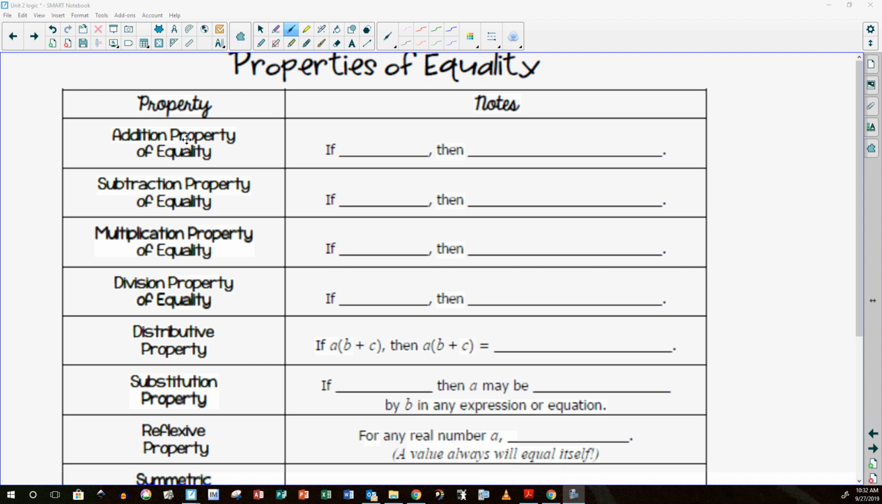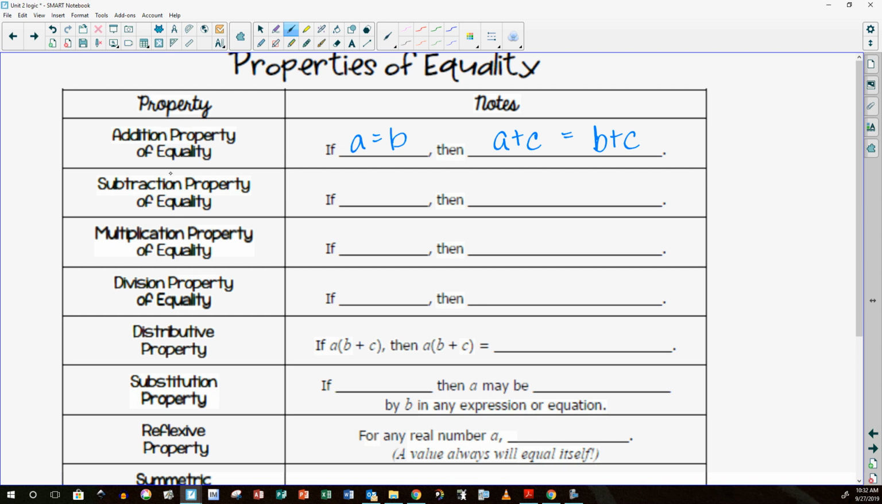Okay, so for example, the addition property. It looks like this. And every one of these is written in if-then form, so they're all going to be conditional. If A equals B, then the addition property says I can add something to both sides and it is still equal. So if A equals B, then A plus C is equal to B plus C.